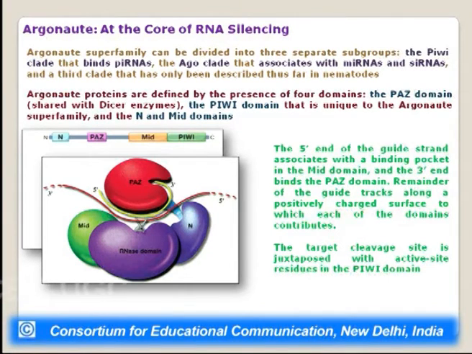The remainder of the guide tracks along a positively charged surface to which each of the domains contributes. The target cleavage site is juxtaposed with active site residues in the PIWI domain. So, Argonaute also causes the cleavage of the target mRNA which is there. So, these are the general history about RNA interference and the general mechanism of how these small RNA molecules, basically the microRNAs and siRNAs, regulate gene control.